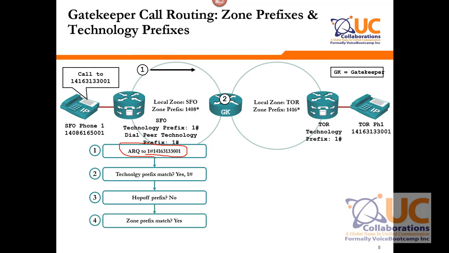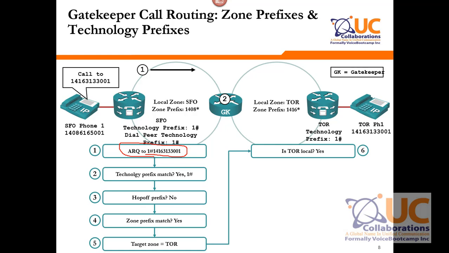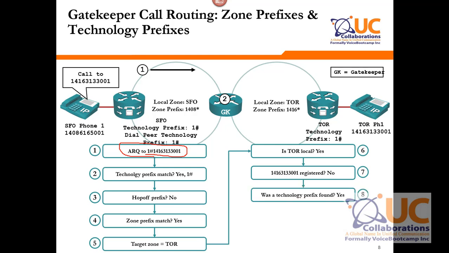Now, since hop-off is not configured, it's going to match the zone prefix. Well, it does match the zone prefix, because after tag prefix 1 hash, the zone prefix will be matching 1416. Is the zone Toronto? Yes, because 1416 is configured in Toronto. Is Toronto local? Yes, it is a local zone. Is the number registered? Not at this moment. Was the technology found in step number 2? Yes, it was. Sorry, step number 2. Then it's going to choose the Toronto gateway.